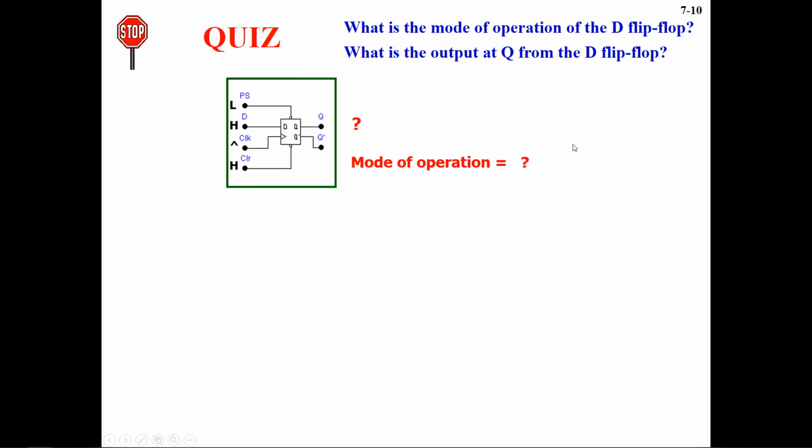What is the output at Q from the D flip-flop? So we have a preset set to 0, and D is set to 1, and the clock is positive, and this clear is basically 1. Now if you notice, your preset and clear, they both are not 1. Your preset is 0 and your clear is 1.